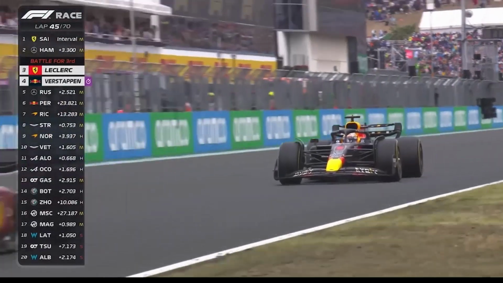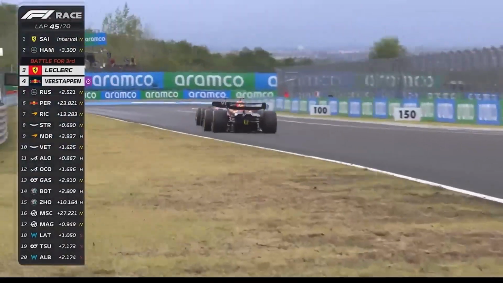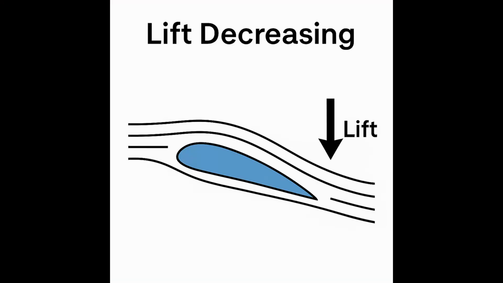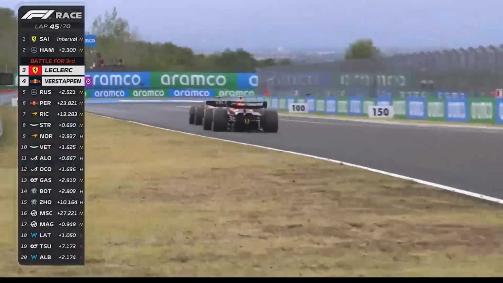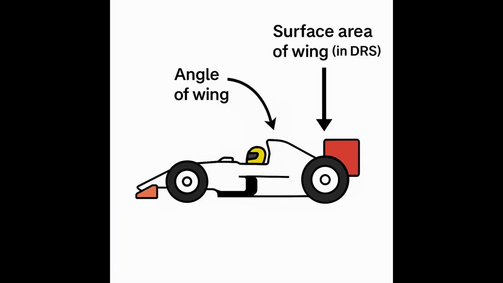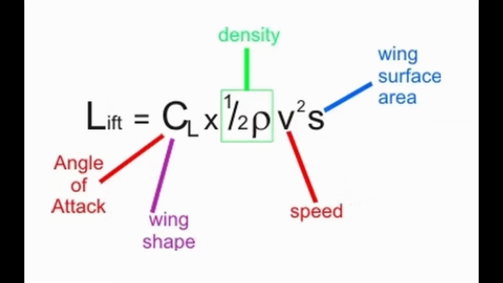Let me explain. You know, during races, when they say, "DRS wide open for Max Verstappen once again. He is closer than he was on the previous lap to Charles Leclerc." Lift is decreased in these situations. See, when those wings on a Formula 1 car open, the angle of the wing and surface area in contact with the air decreases. As a result, based off our equation, lift is supposed to decrease.